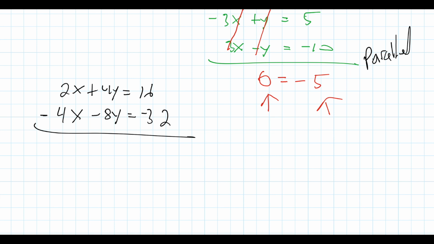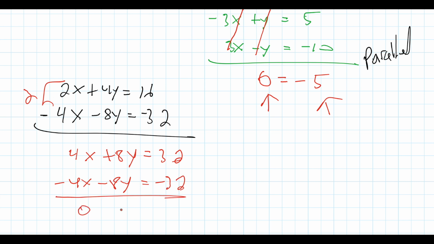How? What do you mean? If you multiply the top part by 2, what's going to happen? The whole thing's just 0. So you get 4x plus 8y equals 32, and negative 4x minus 8y equals negative 32.